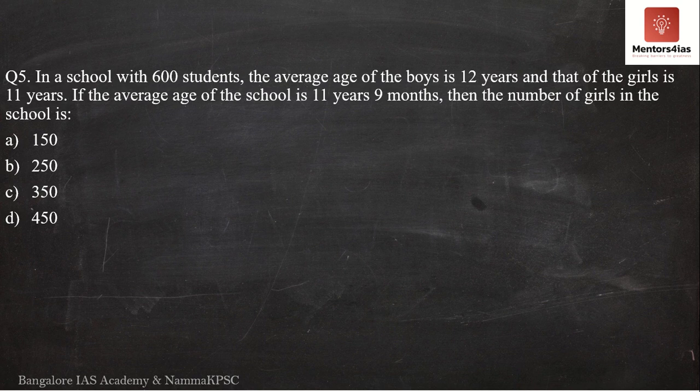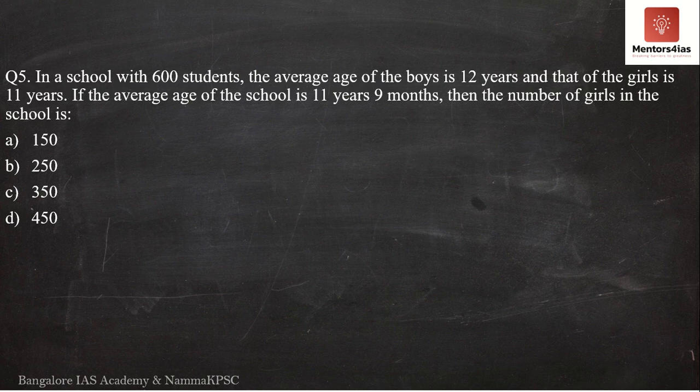Next question, question number 5. Question number 5 says, in a school with 600 students, the average age of the boys is 12 years and that of the girls is 11 years. If the average age of the school itself is 11 years, 9 months, then the number of girls in the school is what?